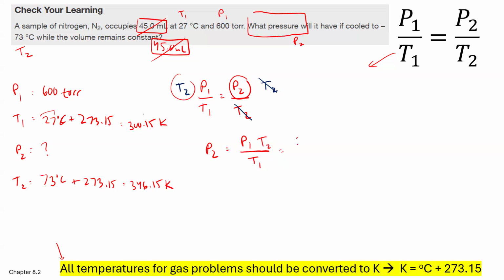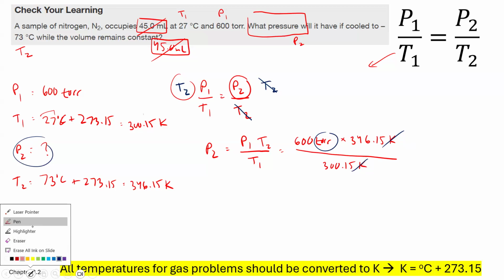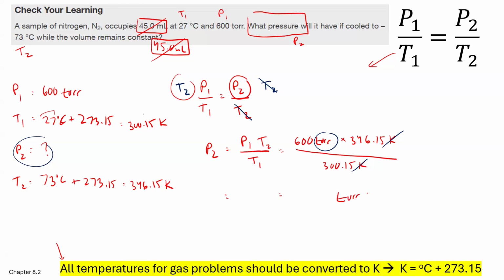P1 is 600 torr times T2, which is 346.15 Kelvin. That's all over T1, which is 300.15 Kelvin. All right, let's check it out. Look what cancels out. Kelvin and Kelvin, we're left with torr. It's asking for pressure, so that's perfect for us. It's going to be torr. All right, let's do the math.